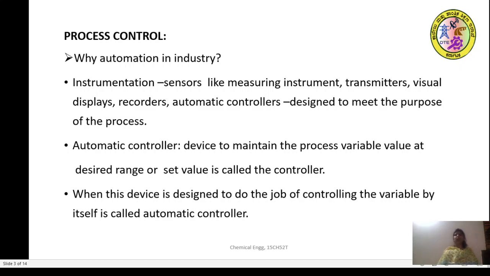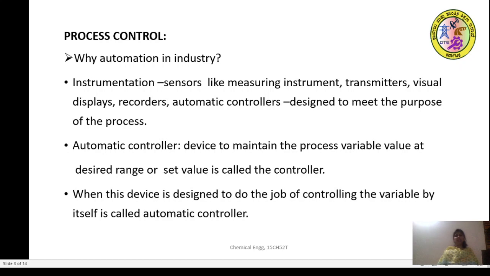So similarly, why automation in industry? Automation in industry reduces mainly the manpower. It gives an increase in the production, and it gives a qualitative production of the particular product and also the quantity of the product. So totally, automation reduces the cost involved in the production of a particular product in any industry, or in any process or operation considered. So that's why automation in industry is very necessary.